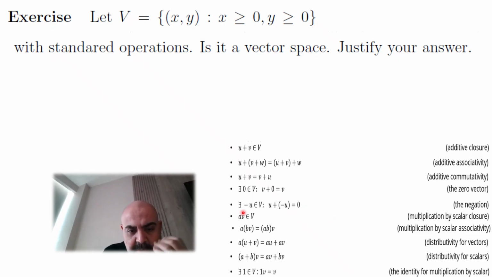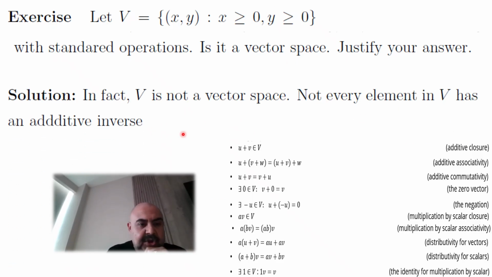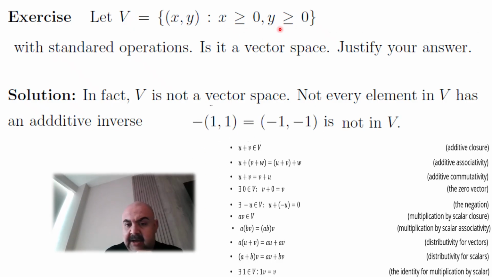But when you multiply by a negative to get a negation of a certain value, it's not going to belong to the first quadrant. And the failure of any of these properties prevents this set of vectors from representing a vector space. This is written in here. Actually, V is not a vector space. Not every element in V has an additive inverse, which means if you have the point (1,1), for example, and multiply by -1, you will have (-1,-1), and (-1,-1) is the negation of (1,1), and it doesn't exist in this set.